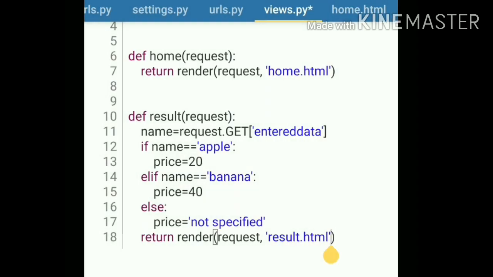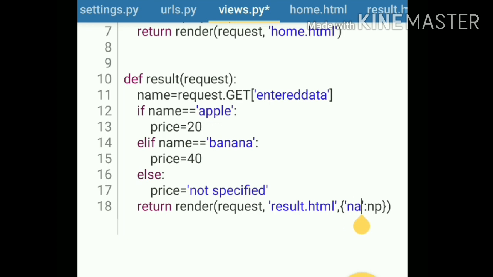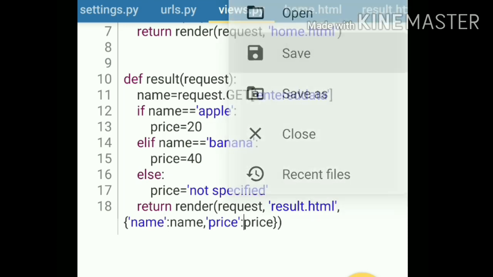We are going to use this name and the price. So let's say dictionary, and here the key name will have the value name, and the next key is price, and the price will be price. And the job is done from here.